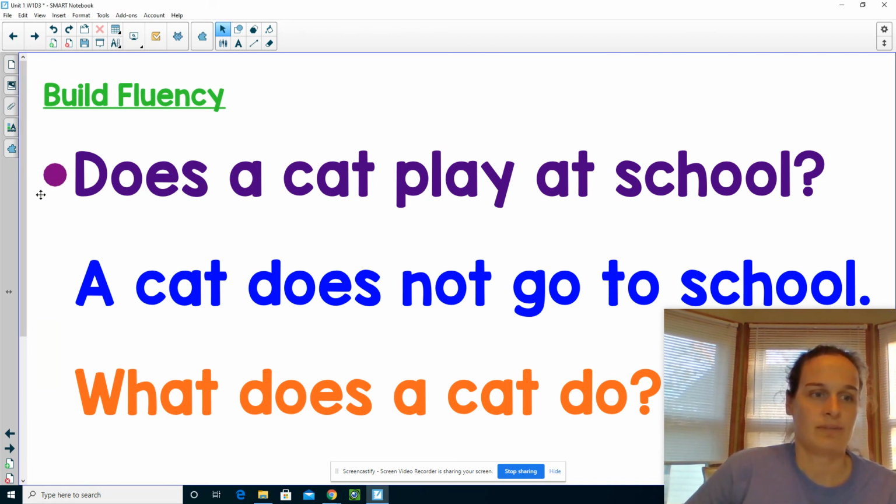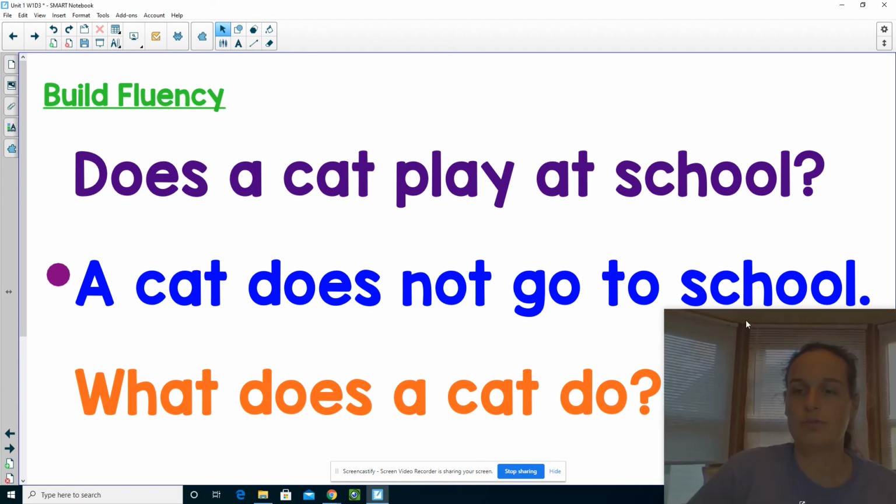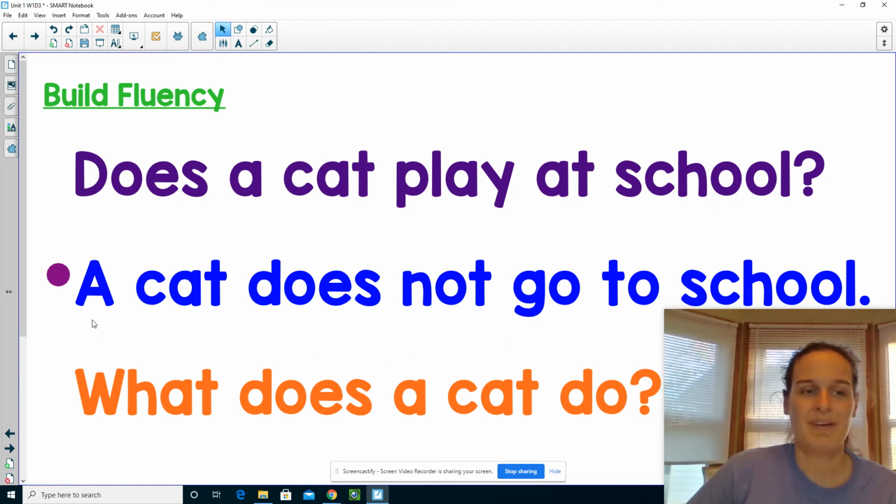Let's go to the next one. I see this word we already know. Actually, we know all of these words because we sounded this word out up here, and then the rest of these are sight words. Let's do this. A cat does not go to school. Again, a cat does not go to school. One more time. A cat does not go to school.